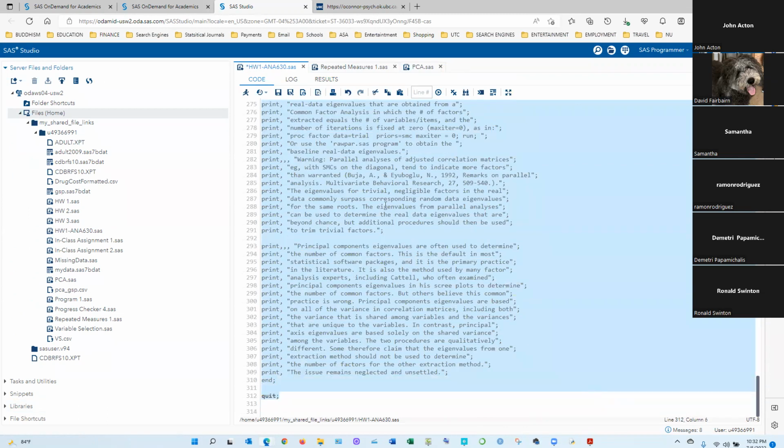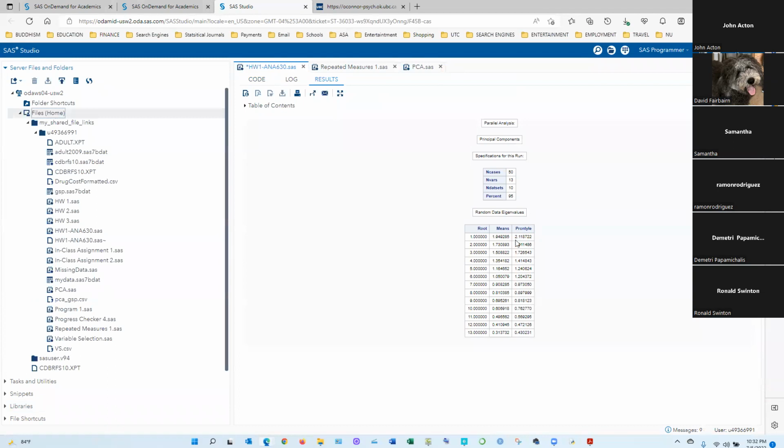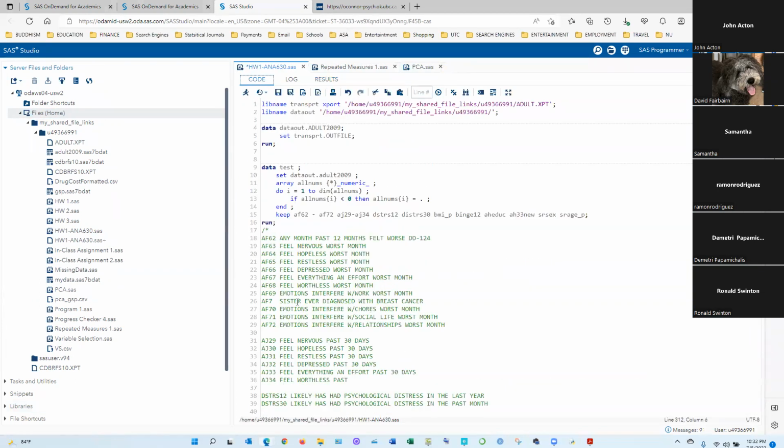Let's run this one. Now we have 13 variables. Let's go to lambda 1, the principal component lambda. Okay, let's go to the principal component lambda. I'm going to run that one for you.